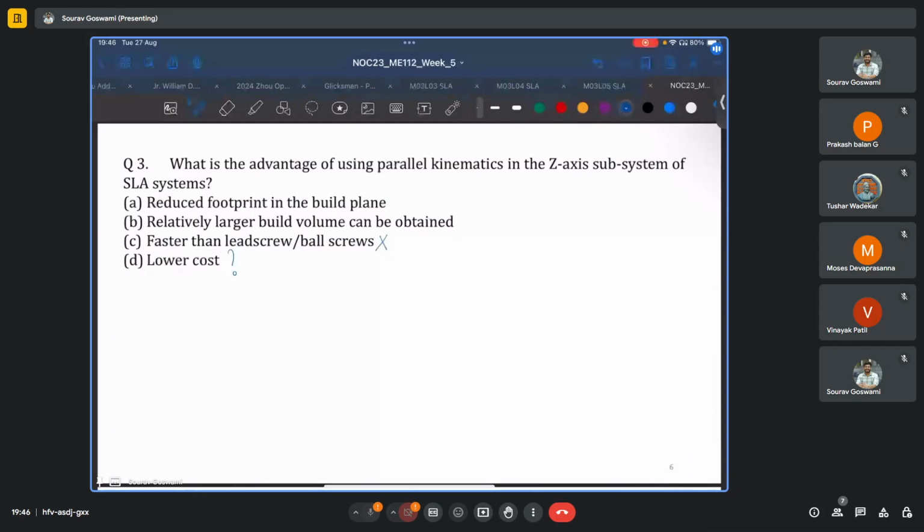Can it obtain a relatively larger build volume? Yes, as we saw that with the use of parallel kinematics, such as a scissor lift, we can really have tall build volumes with very low footprint in the build plane. This option is correct because they can be used serially to have large Z build heights. And as we saw, such mechanisms always have a very small footprint in the XY plane, which in this case coincides with the build plane. So options A and B are correct for this case.